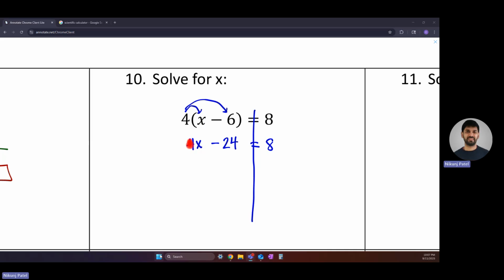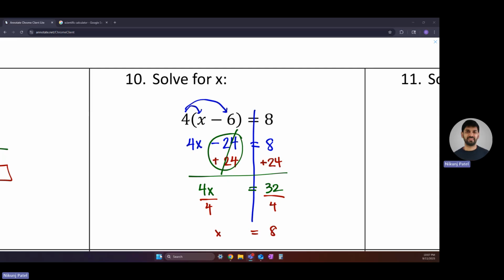Now we see that we have this 4 being multiplied by x, but we also have this minus 24 as well. So we usually address whatever's being added or subtracted first. So in this case, we're going to add 24 to both sides since there's a minus 24. And now we're left with 4x is equal, and we do 8 plus 24, so we got 32. Last step, whenever we have a value multiplied by x, we're going to divide by that value on both sides. So you should end up with x equals 8.